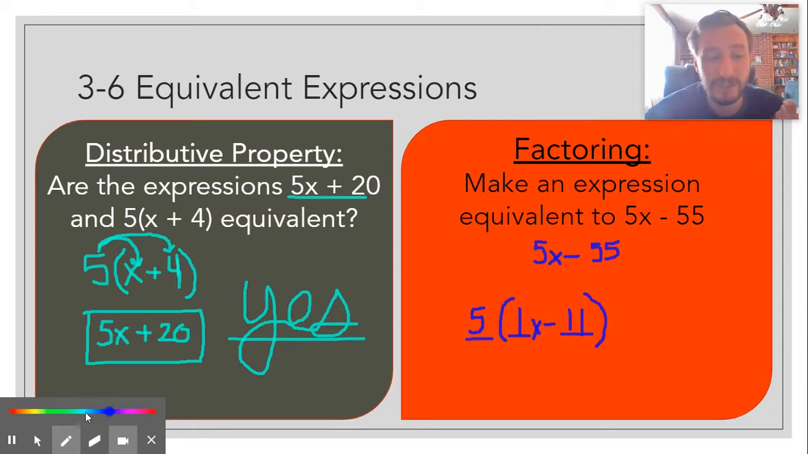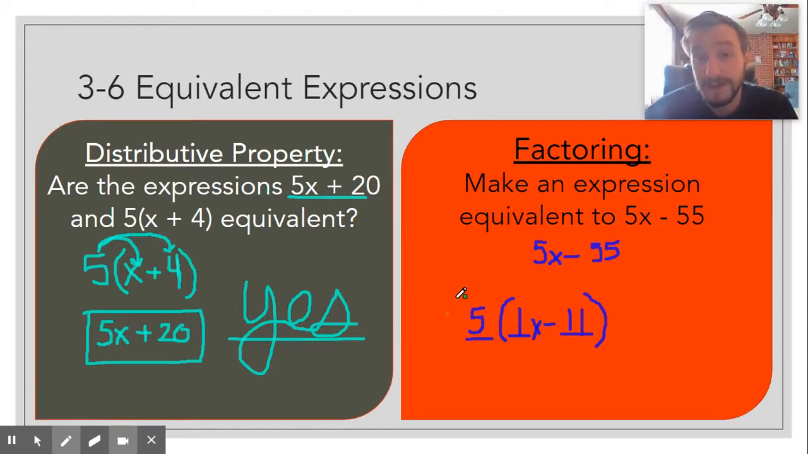Now we can test it just to make sure we are correct. Using the distributive property, let's see if we can work back to get this expression. What's 5 times 1? 5x minus, so I'm just bringing down that x and the minus sign. What's 5 times 11? 55. And isn't that the expression that we started with? Yes, so we are correct. So this right here is the equivalent expression to this right here.